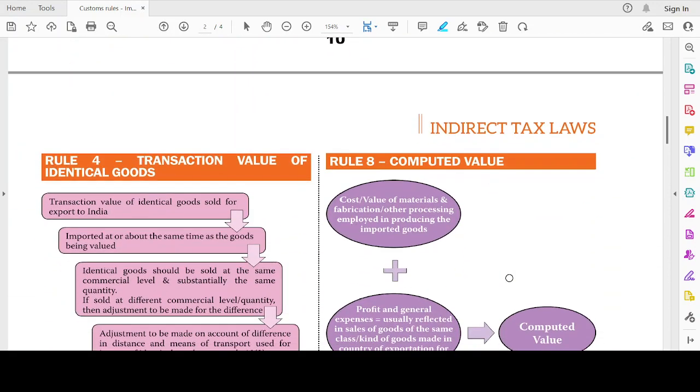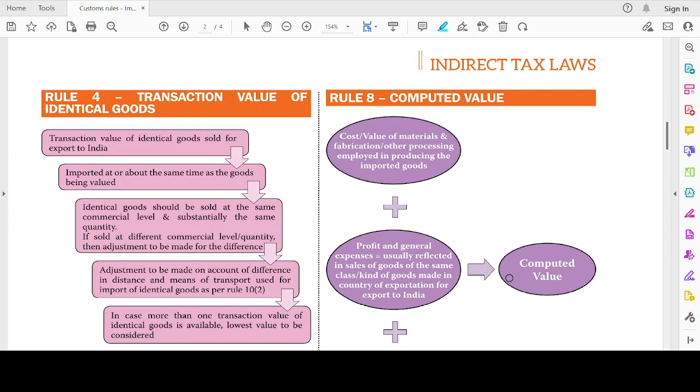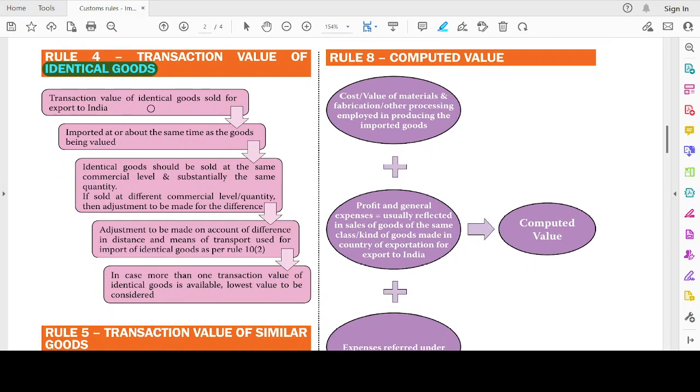Now, let's move on to Rule 4, which states about the transaction value of the identical goods. Transaction value of the identical goods sold for export to India, which means I am importing the goods. Import at or about the same time as the goods being valued. I'm going to import at the same time as the goods being valued.